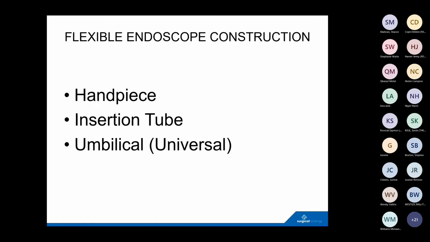And if we look at the actual construction of a flexible endoscope, there are principally three parts: you have a handpiece, you have an insertion tube, and you have an umbilical. The handpiece is obviously the thing that goes in the operator's hand. The insertion tube, the name gives it away, is inserted into the patient, and the umbilical goes into the other bits, the light source and the video processor. In some countries, the umbilical cord is called a universal, so you may know it as a universal rather than umbilical.